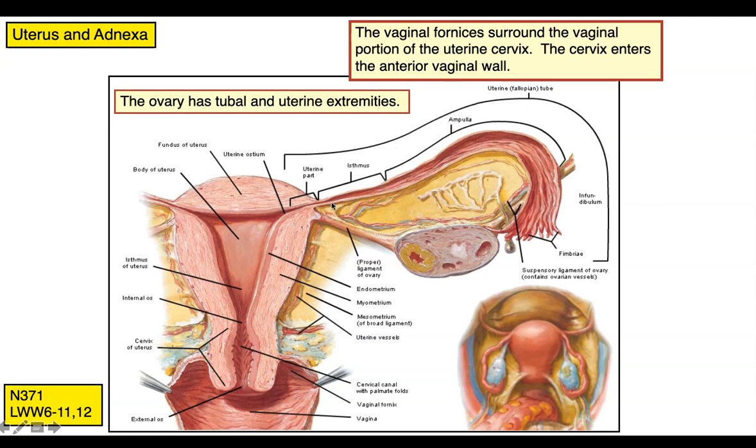Then the narrow, thick part of the uterine tube is the isthmus. And then the uterine tube has an opening inside the uterine cavity, and this part is called the uterine part of the uterine tube.